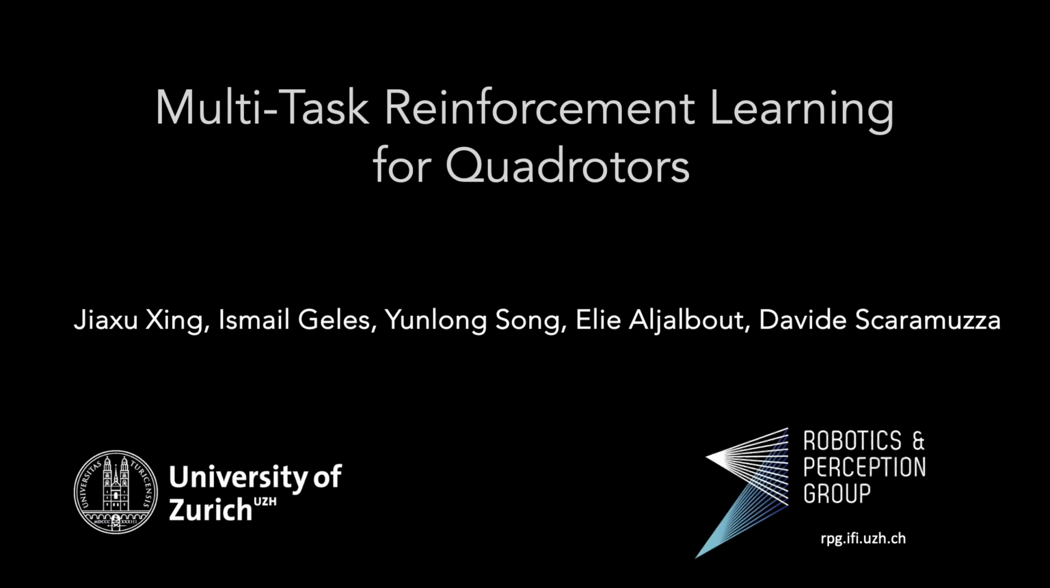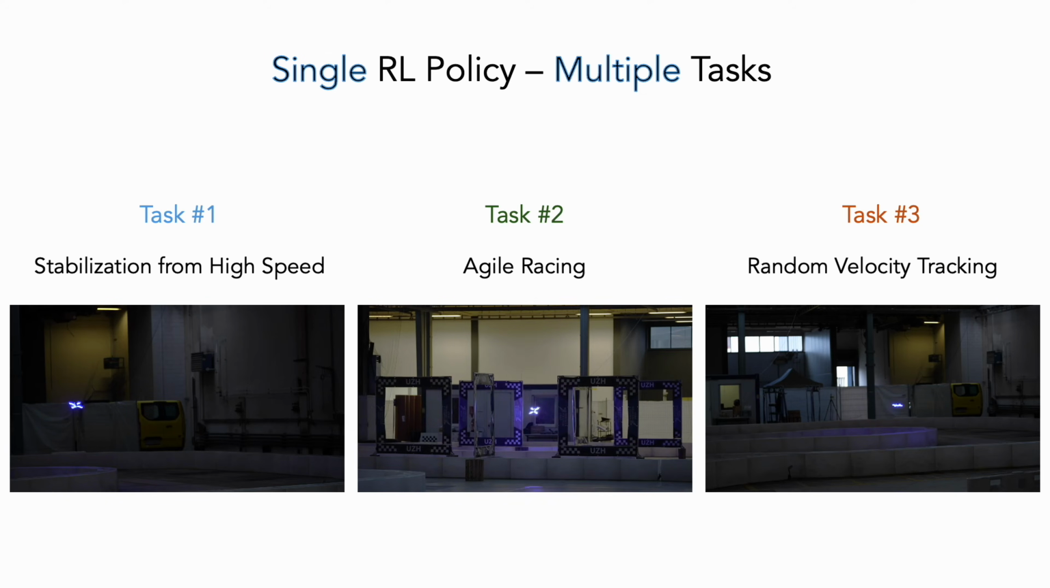We present multitask reinforcement learning for quadrotors. In this work, we demonstrate a generalist policy for quadrotors able to perform multiple tasks such as stabilization from high speed, agile racing, and tracking velocity command. The key idea to use multitask reinforcement learning is to enable knowledge sharing when learning from multiple tasks.